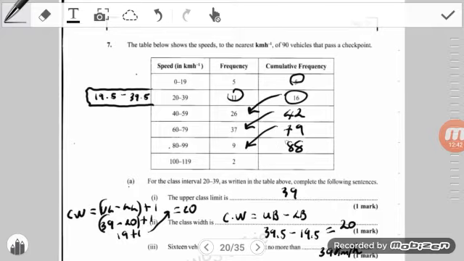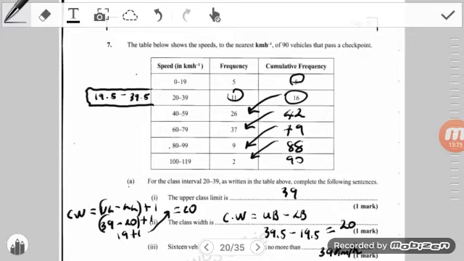And finally, 88 plus 2 is 90. So a total of 90 vehicles were recorded traveling between 0 and 119 kilometers per hour. So in summary then, just to ensure that you have a proper understanding of what the cumulative frequency is, it is just the sum of the frequencies from the lowest speed to the point of maximum speed at which you're currently at. So it's cumulatively adding up the frequencies as we go along.